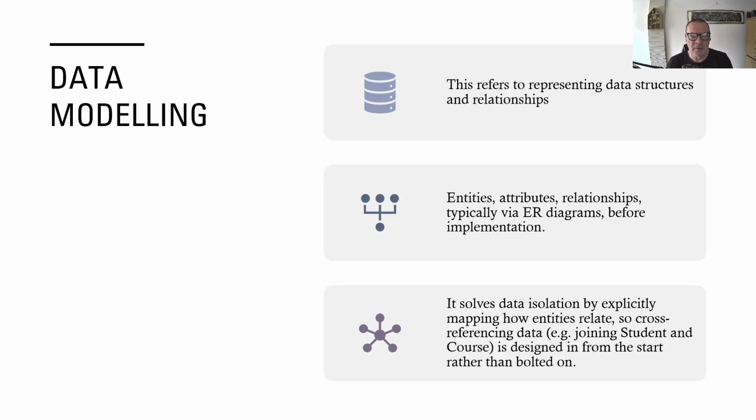Data modeling. So this refers to representing data structures and relationships. Entities, attributes, and relationships are all defined and demonstrated typically via ER diagrams, and this is done before implementation. That helps solve data isolation by explicitly mapping how entities relate to each other, so cross-referencing data is designed in from the start rather than being bolted on.